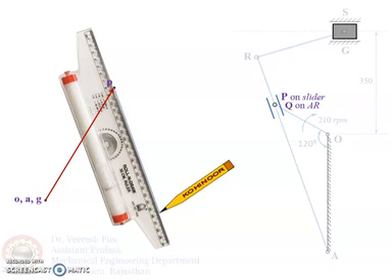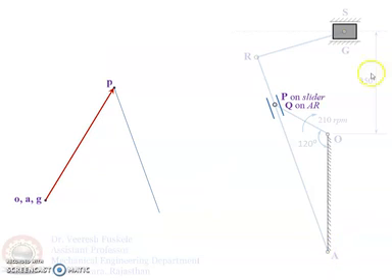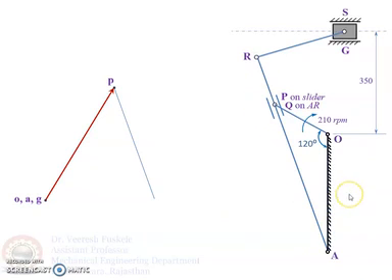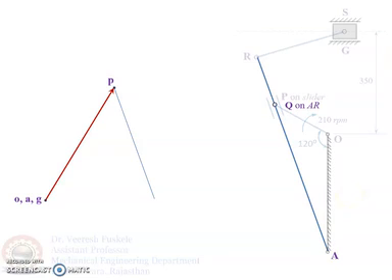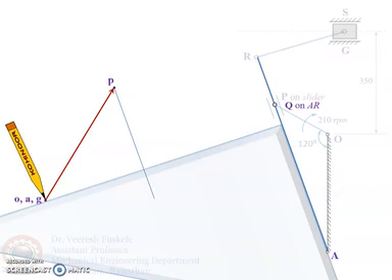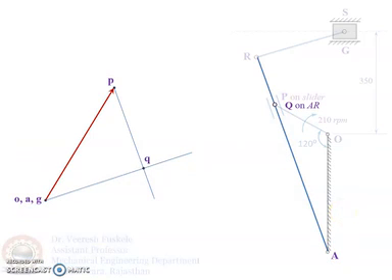Next, we will draw the velocity vector of link AQ. So as we know, the velocity of a link is perpendicular to the link, so we will draw a vector from the point O or from the point A, which will be perpendicular to the link AQ as shown here. So the intersection of the vector from P and from A will give us the point Q.